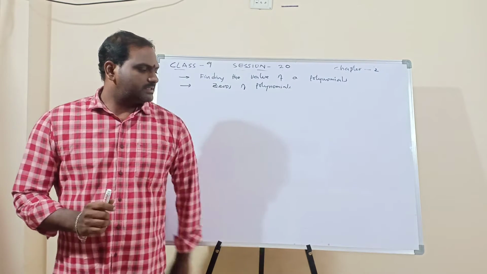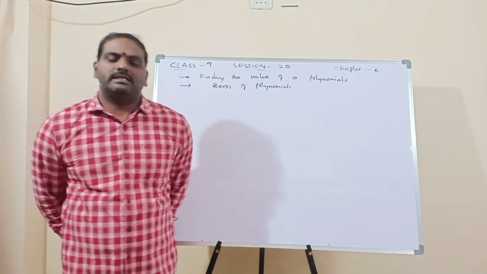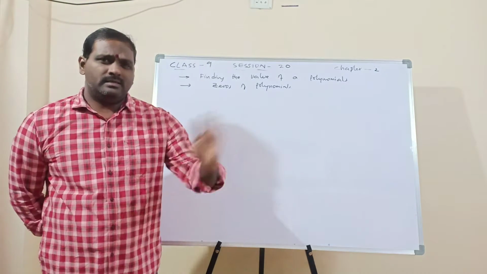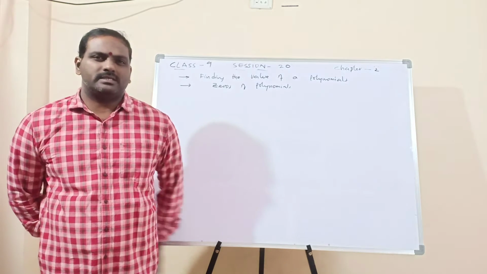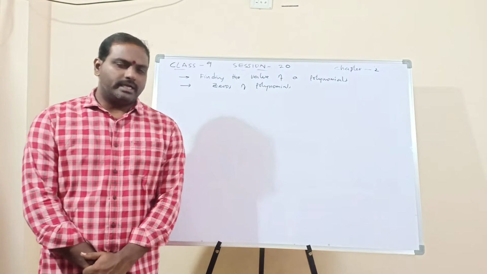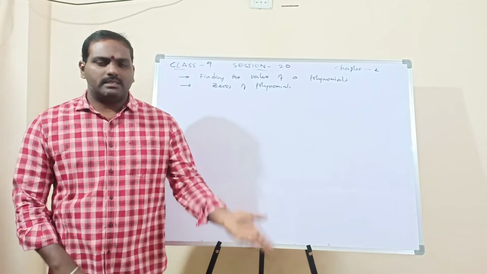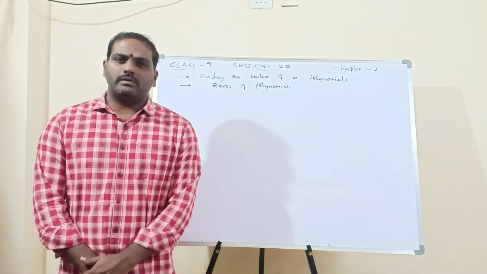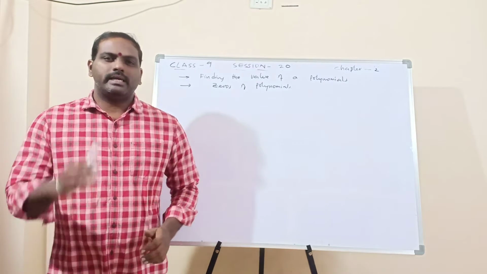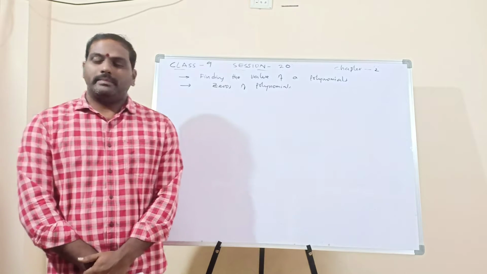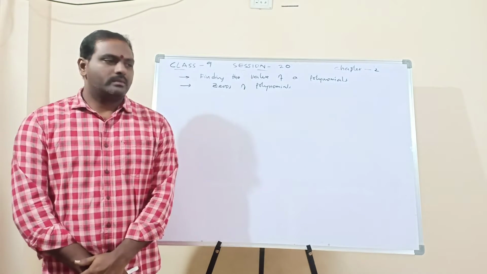In the previous sessions, we have discussed what is a polynomial, definition, degree of polynomial, and in the last session, we have discussed classification of polynomials basing on 2 points, basing on degree and basing on the terms. Basing on degree, constant zero polynomial, constant polynomial, linear polynomial, quadratic polynomial, cubic polynomial, and nth term polynomial. And basing on terms, monomial, binomial, trinomial, etc.